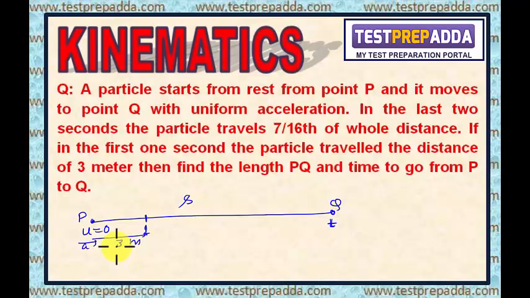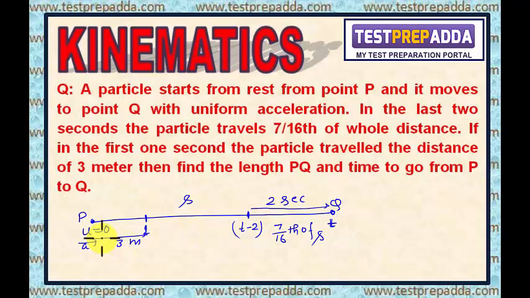Now further it says in the last 2 seconds. So I'll take this as t minus 2. So means from t minus 2 to t it will be 2 seconds. Question says the distance traveled here is 7/16 of S. S means total length, PQ length.